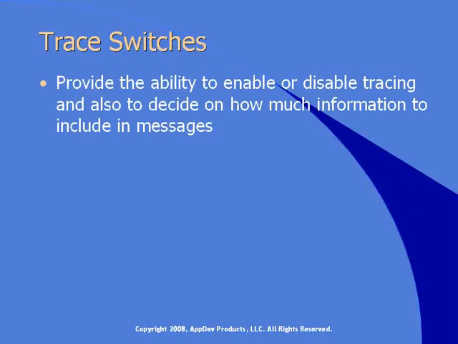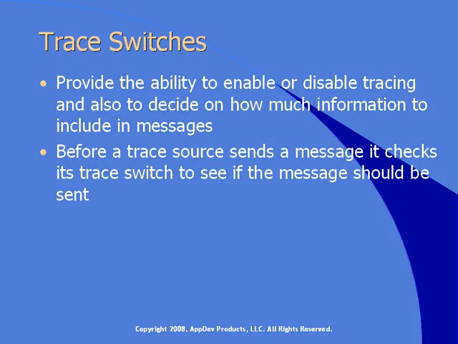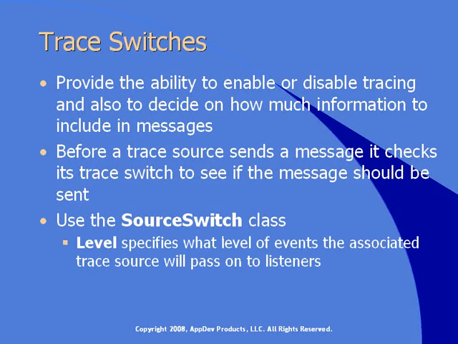So the trace source's job is to send messages. The job of the trace switch is to enable or disable tracing and decide on how much information gets included in messages. So the trace source can't send a message without checking with a trace switch to see if the message should be sent and how much information should be sent. So you can view the trace switch as an intermediary between the application and the trace source, which is sending the data. And to create a trace switch in your code, you'll use the source switch class. And you'll use the level property to specify what level of events you want the trace source to pass on to the listener, whether the listener is an XML file or the event viewer or what have you.